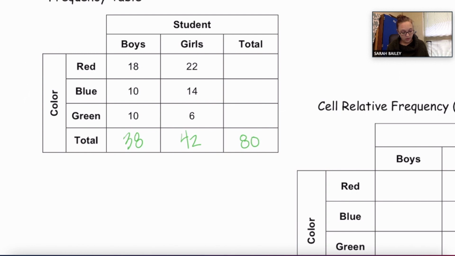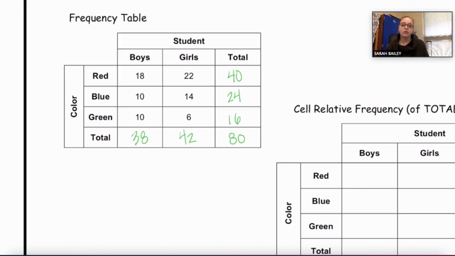Now I'm going to find the total number of students that preferred red. So I'm going to do 18 plus 22, and I get 40. Then I'm going to do 10 plus 14 and get 24. Then 10 plus 6 and get 16. Then I'm going to double check the total for each color. So I'm going to add up the 40 plus 24 plus 16 and double check that it's 80, and it is. All right, so I've got that squared away.